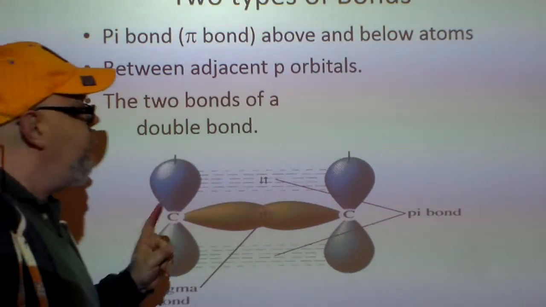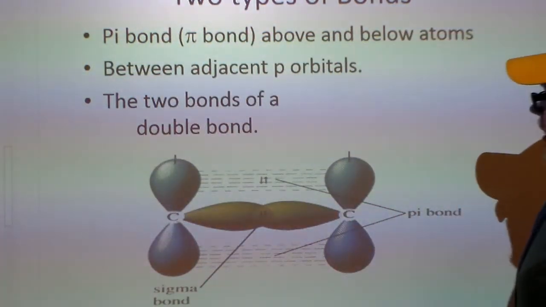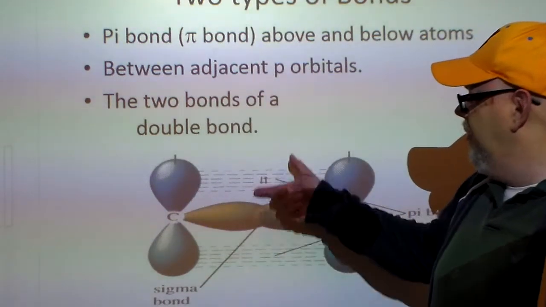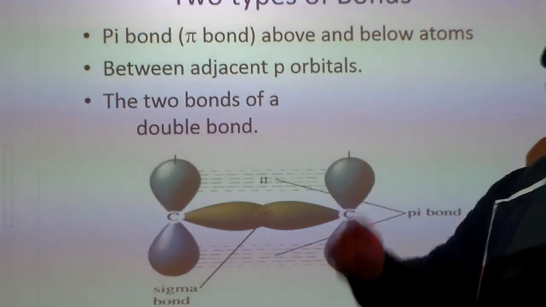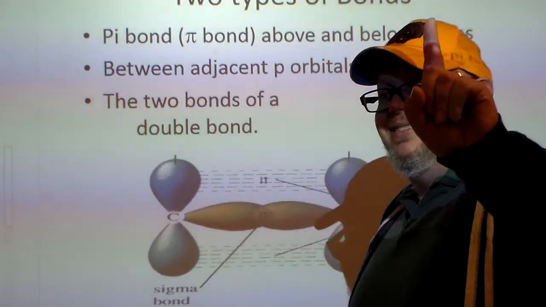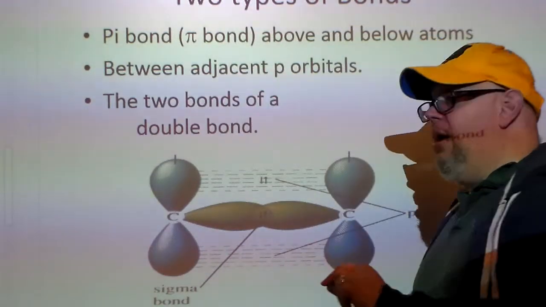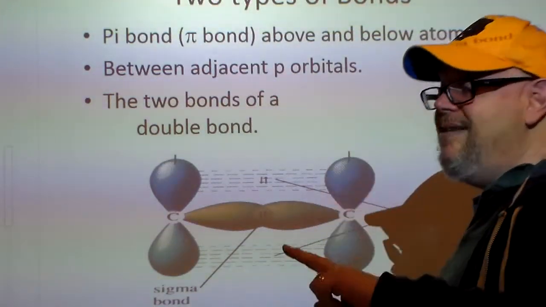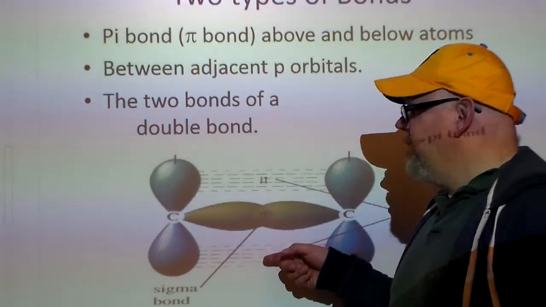And that is the 2 bonds of a double bond here. Okay? So that's the 2 bonds of a double bond, which is what you're seeing here with the carbon. Because for one bond, it's 1 sigma bond. For a single bond, it's a sigma bond. If it's a double bond, it is a sigma and a pi bond. For triple, it's sigma and 2 pi.